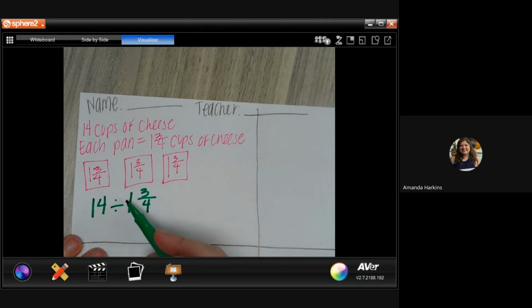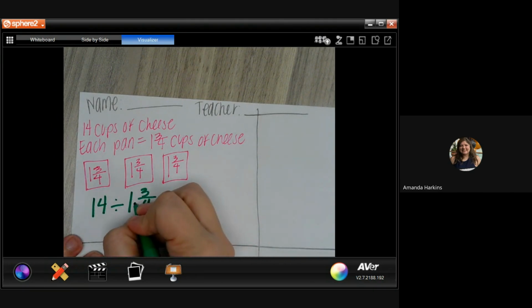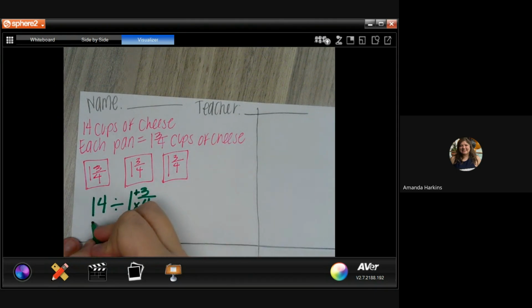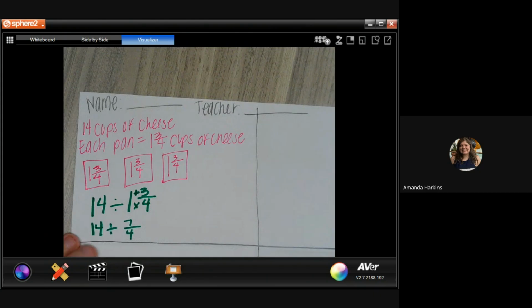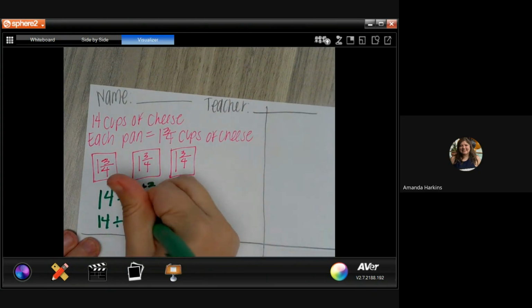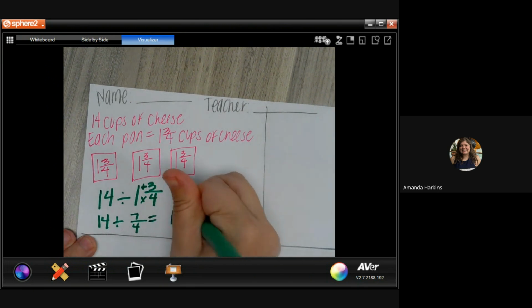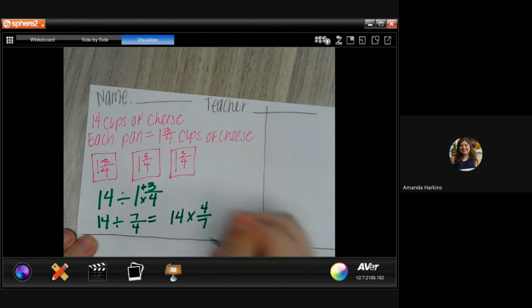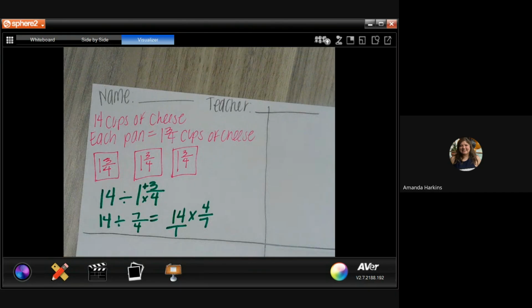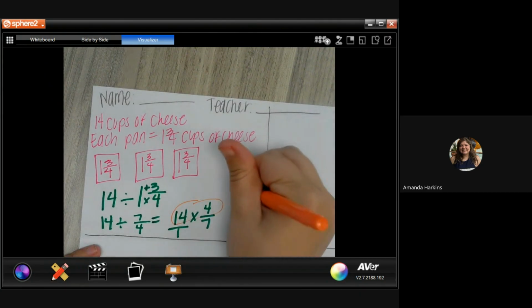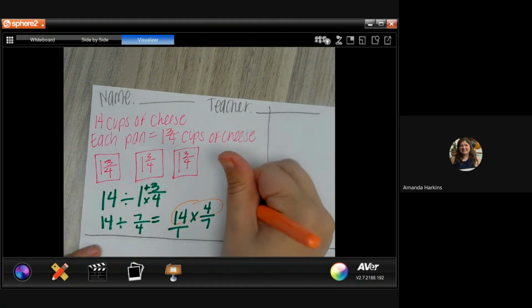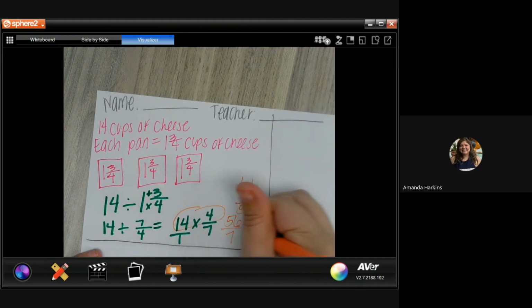Well, I can change my mixed number into an improper fraction. So 4 times 1 is 4, plus 3 is 7. Okay, remember when I divide, that's the same thing as multiplying by the reciprocal. So I'm just going to multiply across. So 14 times 4, that's 56. 4 times 1 is 4, plus 3 is 7. So now I'm going to do 56 divided by 7, and that is 8.